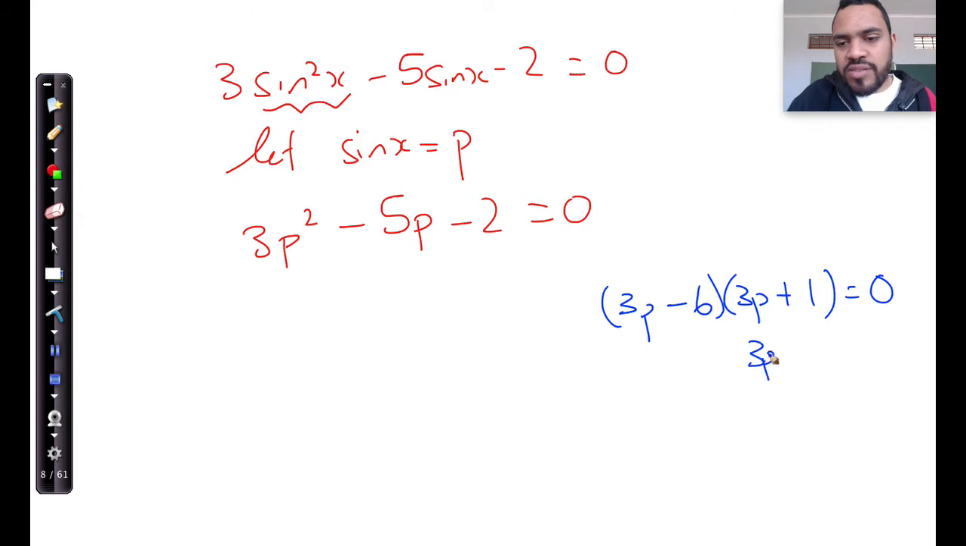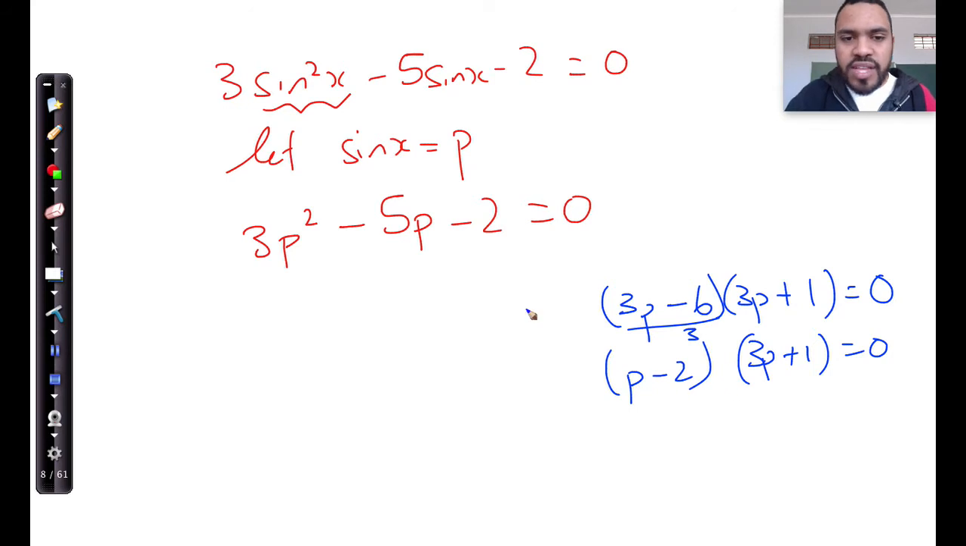So the one factor is 3p plus 1. And the other factor is going to be, divide this one by 3, and I'm going to get p minus 2. Okay, that gives me minus 2. So that's what it should look like. It's going to be p minus 2 into 3p plus 1 is equal to 0.